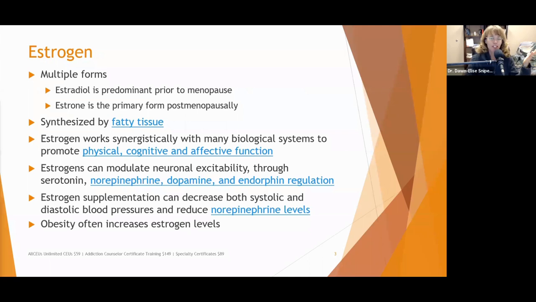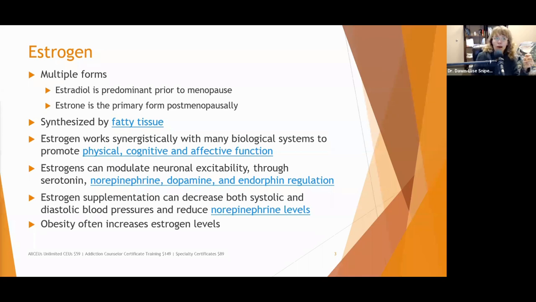Let's start out with estrogen, because that's the one that has had the most research done on it. I was really very surprised to see how little research has been done on progesterone and testosterone. But anyway, we'll get there in a minute. There are multiple forms of estrogen. The two that you're really going to want to focus on are Estradiol, which is predominant prior to menopause, and Estrone, which is the primary form postmenopausally.